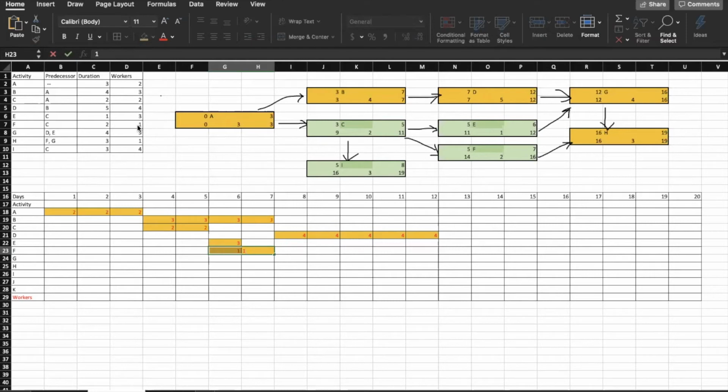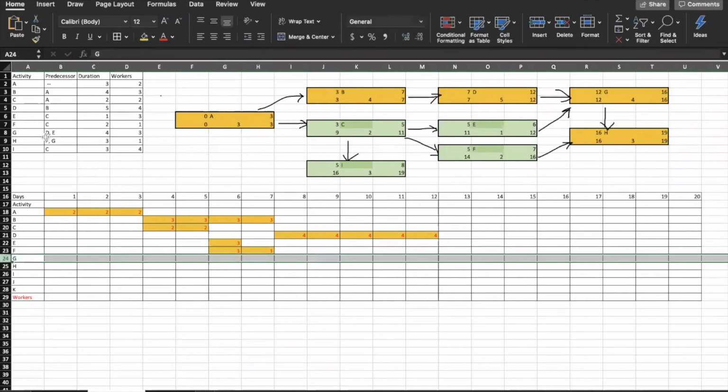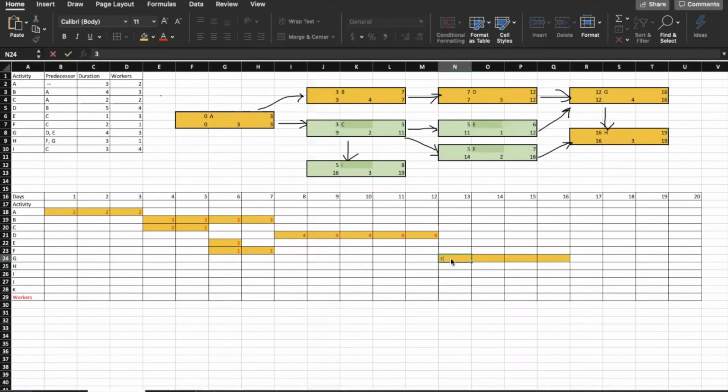The next activity would be G, and G needs to finish after F and E, which means that we need to start on day 13 right after D is finished. That activity would take us 4 days, and we need 3 workers on each of those days.